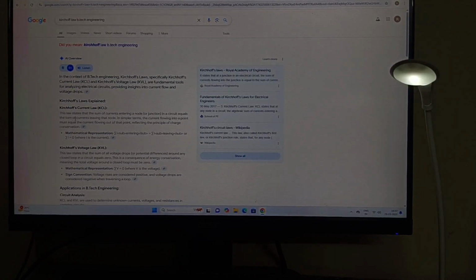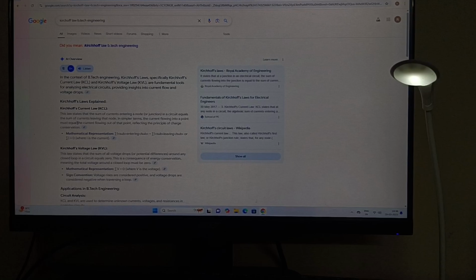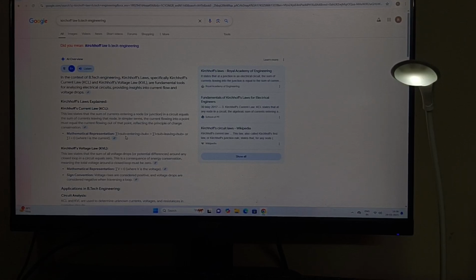Basically, this law states that the sum of the current entering a node or a circuit equals the sum of the current leaving that node. In simpler terms, current flowing into a point must equal the current flowing out of the point, reflecting the principle of charge conservation. So mathematical representation, we can represent something like this. I hope you will be able to see.